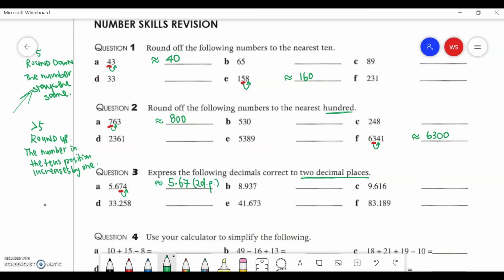Trying out another question, 3E, 41.673. With that, locating our number in the second decimal place, which is 7, and finding out whether that gets rounded up or down. That's 3 beside that, less than 5. Therefore, number 7 stays the same. So 41.67, and that will be your answer from there. Pause this video and try all the rest of the other questions from 1 to 3.